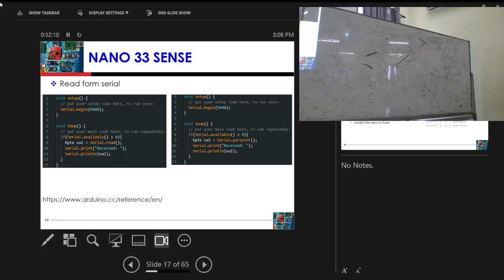Then we create a byte variable, and then we do Serial.read. Again, Serial is the library, and read is a function to read the value into the variable var. Simple as that. And then we do Serial.print, "receive", and then we print the variable. Easy. So this is how to send data from the PC to the Arduino board, and then display that value on the console.